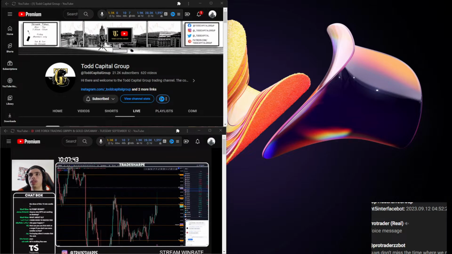Buys is going counter trend? No, it's not going counter trend because of the 4 hour. Look how the 4 hour is populated, right?